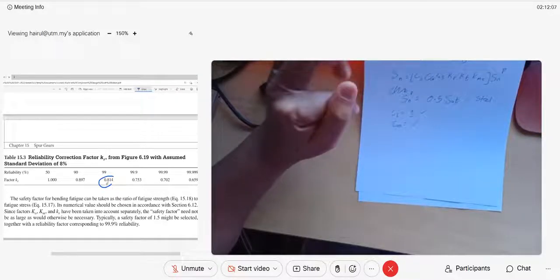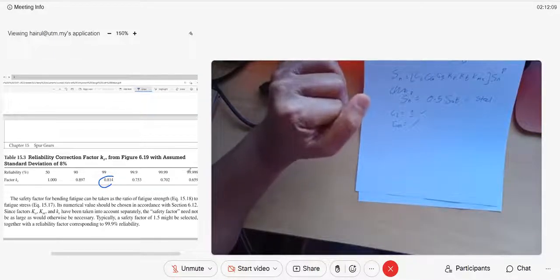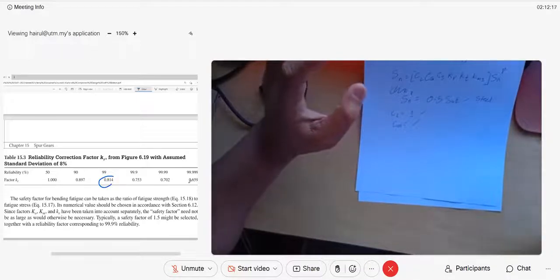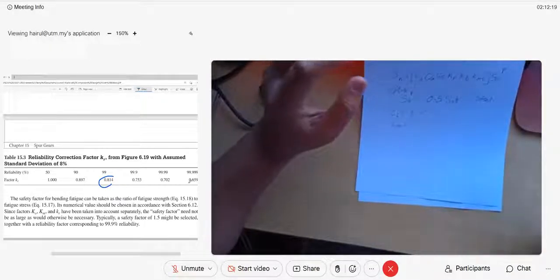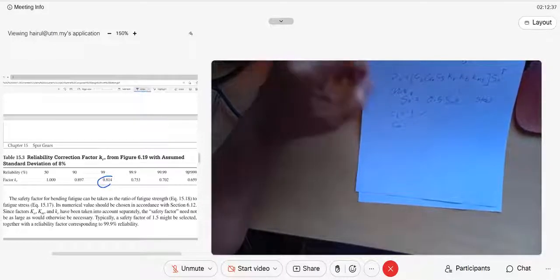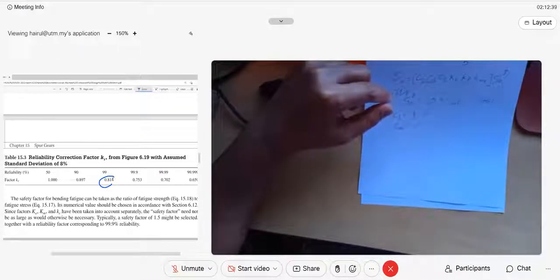The higher the reliability you require, the lower your KR will be. That means your endurance limit is lower, and so your safety factor is reduced. You have to be careful. If the reliability is given, use this table, and that will be your KR.